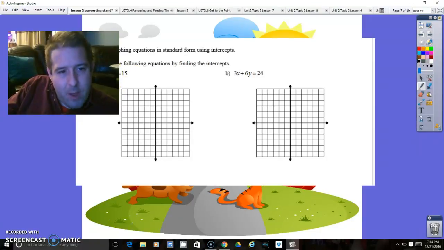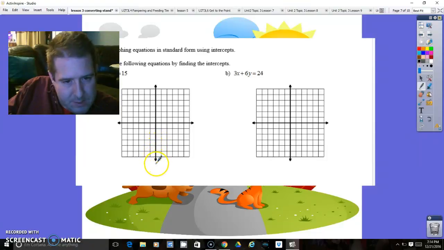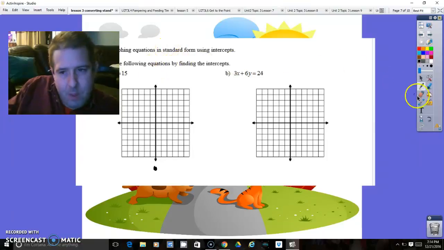I'm going to put 0 in for x and solve for y. So if I put 0 in for x, that basically eliminates this, because 5 times 0 is 0. So now I'm really just asking myself, negative 2 times what is 15? That would be negative 7.5. Y is negative 7.5. 1, 2, 3, 4, 5, 6, 7, and let's say that's about 7.5. Okay, now I'm going to go ahead and erase this.